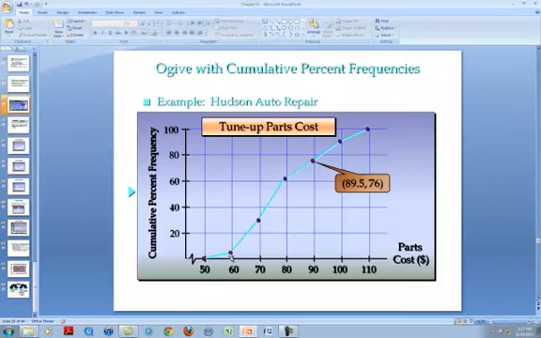As you can see, for instance, as we said, 4% of the observations are less than or equal to 60. 30% are less than or equal to 69. So this is what the data points would look like. This one and this one. All you do is connect them with a straight line and you get what's called an ogive.